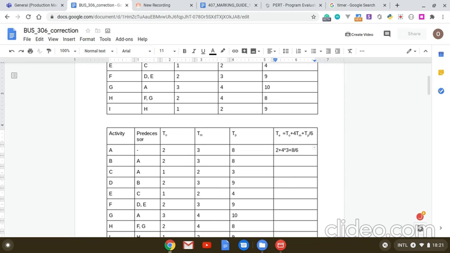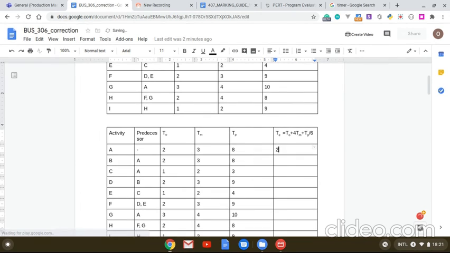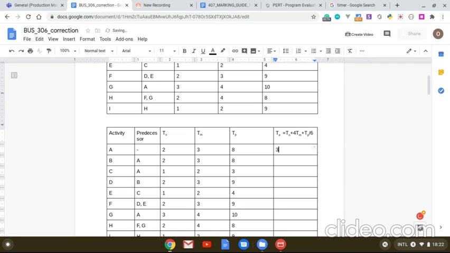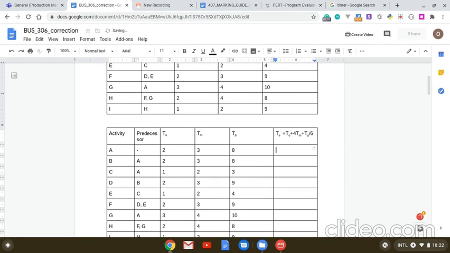Remember your BODMAS. You should calculate the multiplication before the addition. 4 times 3 is 12. So 12 plus 2 plus 8 divided by 6 will give us a total of 3.6. Just going to write that, 3.666666. So I'm just going to round up to 4. There's no way you can draw the network diagram without calculating this expected time, because it is this expected time you use to draw your network diagram.